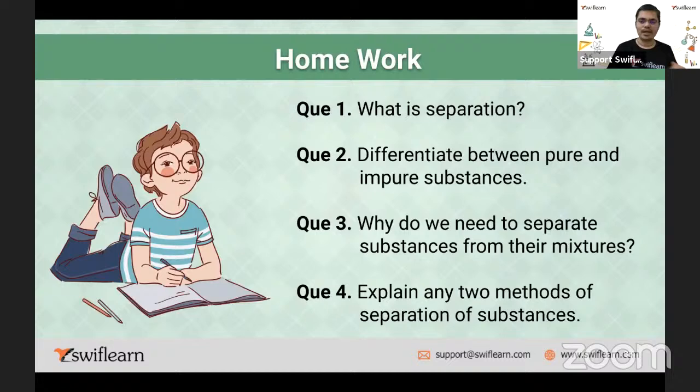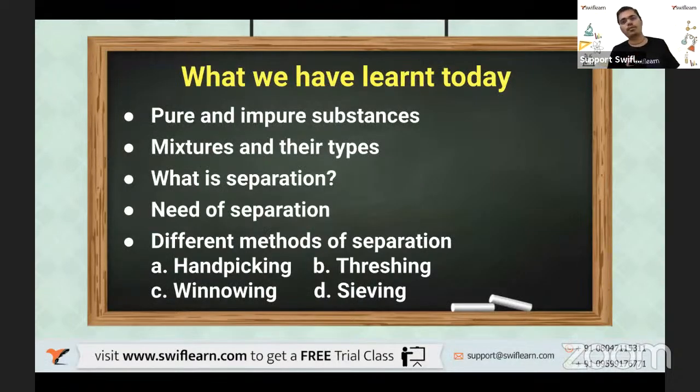Okay, so this is what we learned today. First point, pure and impure substances. Second, mixtures and their types. Third, what is separation. Fourth, we discussed the need of separation. Fifth, we discussed different methods of separation: hand picking, threshing, winnowing, and sieving. Right, so these are the 4 things.